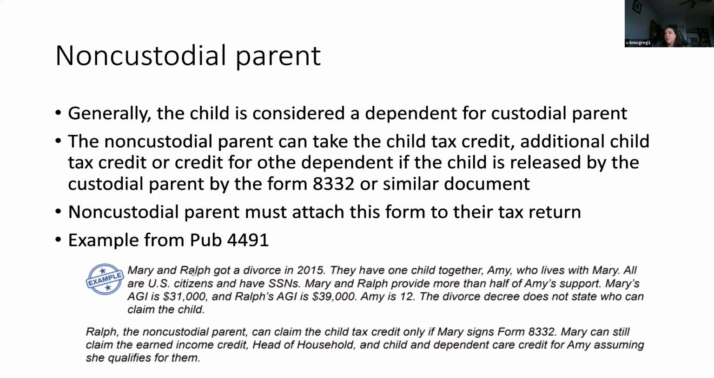So here's an example of that. Mary and Ralph got a divorce in 2015. They have a child, Amy, who lives with Mary all year. They're all citizens and have social security numbers. Mary and Ralph together provide more than half of Amy's support. Mary's AGI is 31,000, Ralph's is 39,000, and Amy's 12. The divorce decree doesn't say.